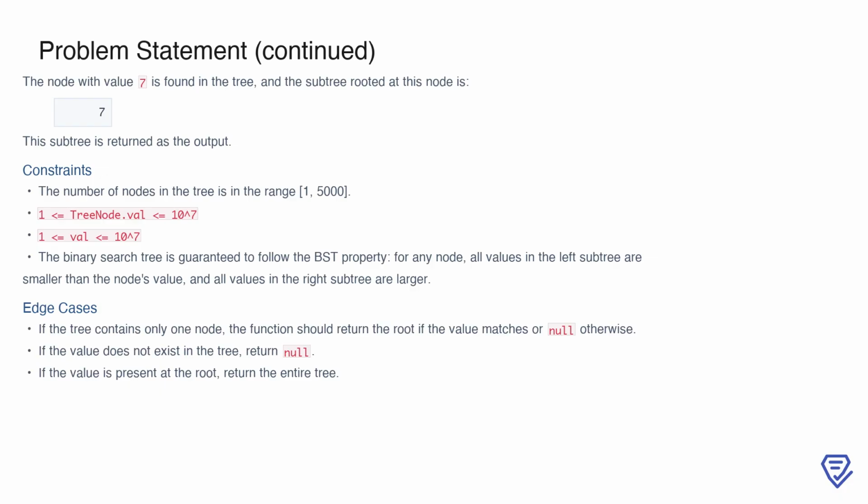Some important edge cases to consider include when the tree contains only one node, where you should return the root if the value matches or null otherwise. If the value does not exist in the tree at all, you return null. Finally, if the value matches the root node, then the entire tree is returned as the output.